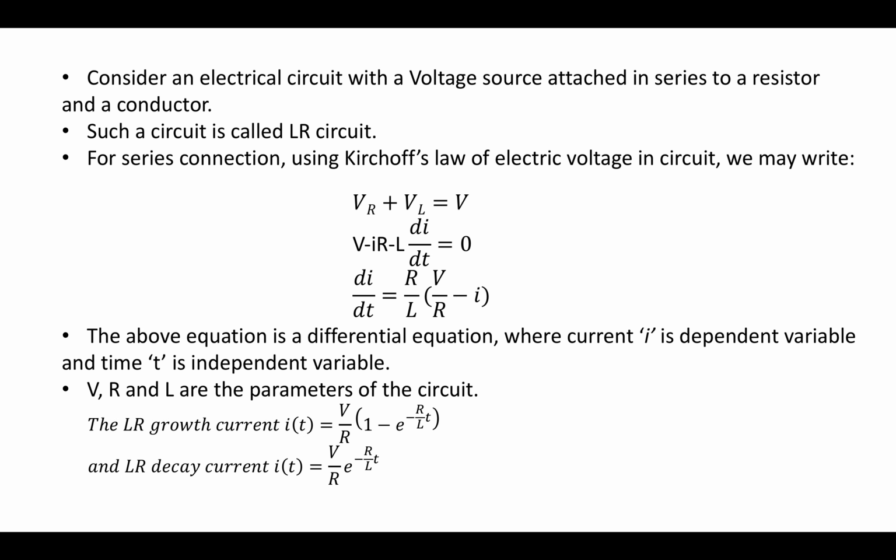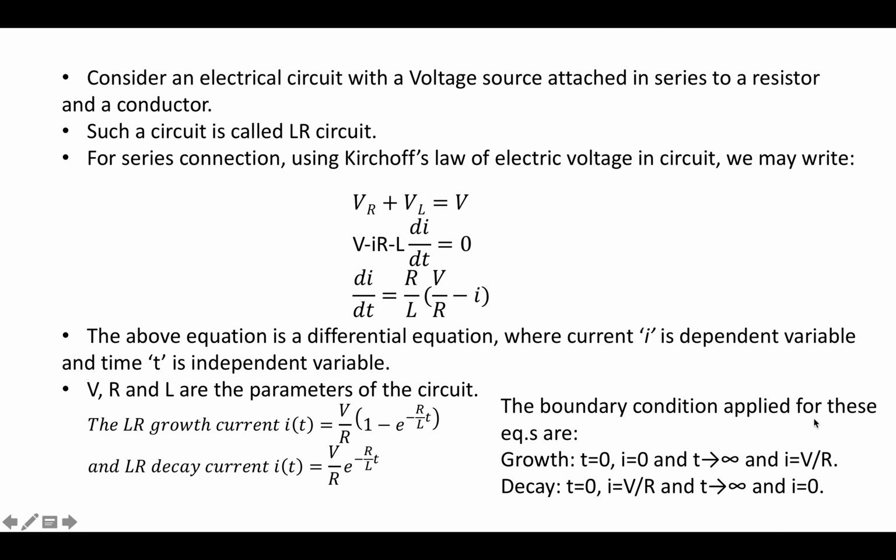The actual formula in an LR circuit for growth of current, derived by actually solving the circuit, is I as a function of t is equal to V by R in bracket 1 minus exponential minus R by L into t. And for decay in the same circuit, it is I as a function of t is equal to V by R exponential minus R by L into t. So these are the actual formulas.